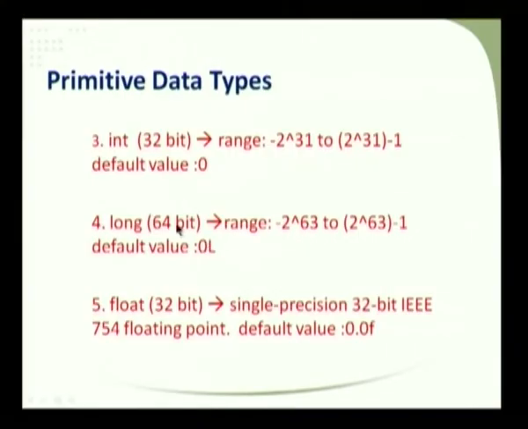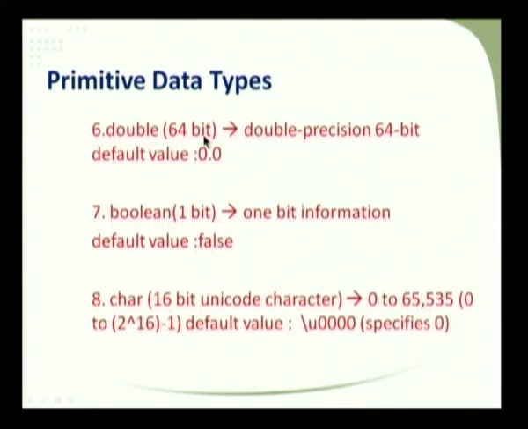this value is taken as a long value. Next is float, because by default your values will be double. If you want a long value, I suffix it with L, and if it is to be a float, I suffix it with F. Float is 32 bit, single precision 32 bit IEEE 754 floating point, and the default value will be 0.0F. For double it is 64 bit, double precision.